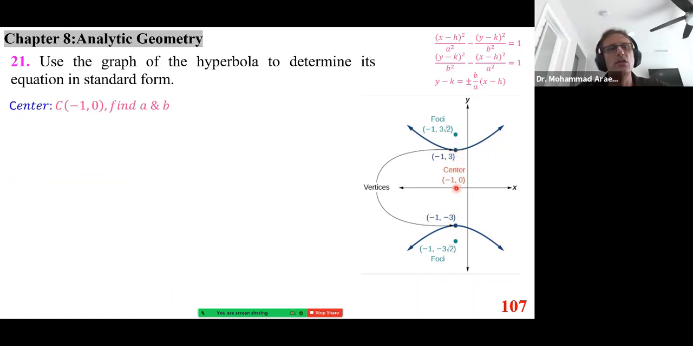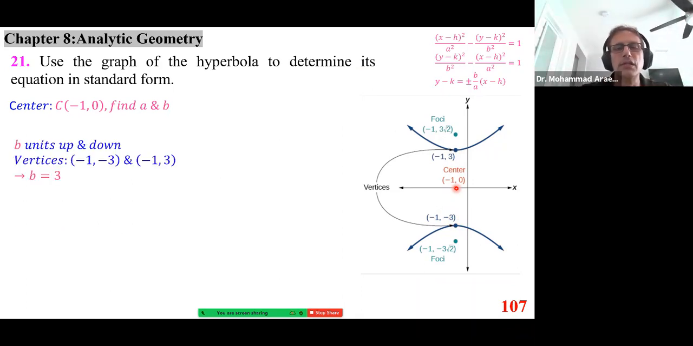So the center is located at -1, 0. We want to find a and b. Let's look at the vertices. The vertices are located at -1, 3 and -1, -3. Therefore, this distance is 3, or you can find the total distance divided by 2. This is the distance b we are looking for.